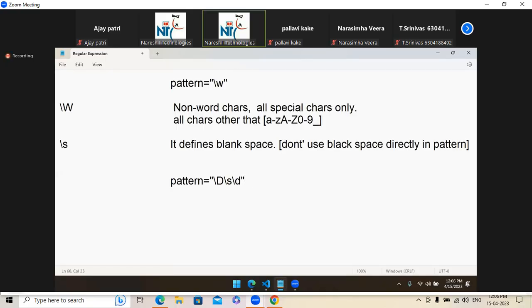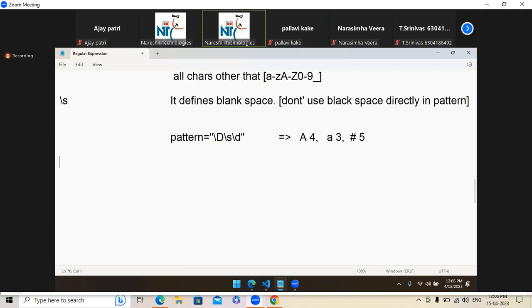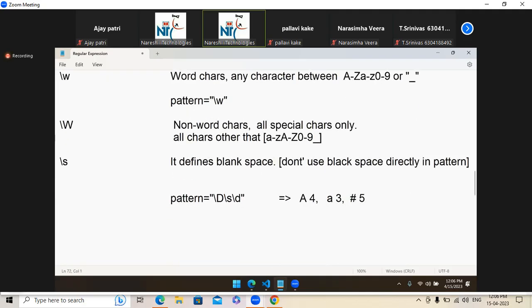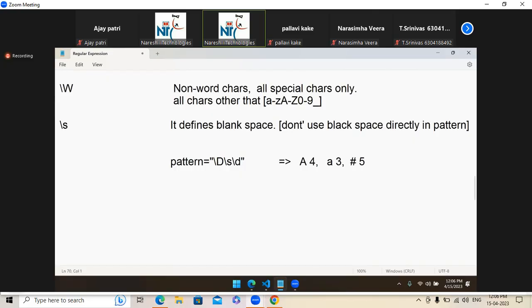So this indicates that you can type something like A space 4, or something like A space 3, or something like hash space 5. Because that \D indicates non-numeric. Non-numeric means anything other than a number, right? This is space actually. So we have numbers, we have word characters, and we have space.